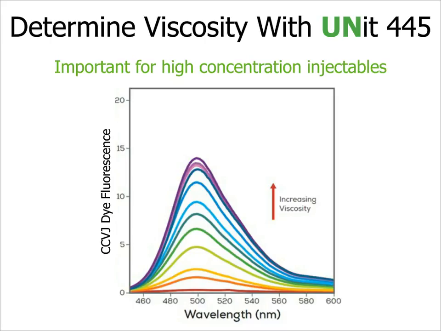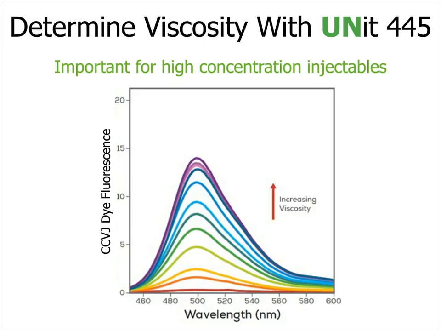The dye absorbs energy from a laser and it dissipates it in one of 2 ways. The dye has a bond which can rotate. If it is in a low viscosity solution, the bond rotates freely and energy is dissipated through that rotation. As viscosity increases, the rotation is slowed, so the energy has to be dissipated through another mechanism, and that's through fluorescence. So what we see with this dye, which is called CCVJ, is that as viscosity increases, we see a linear increase in the fluorescence signal.